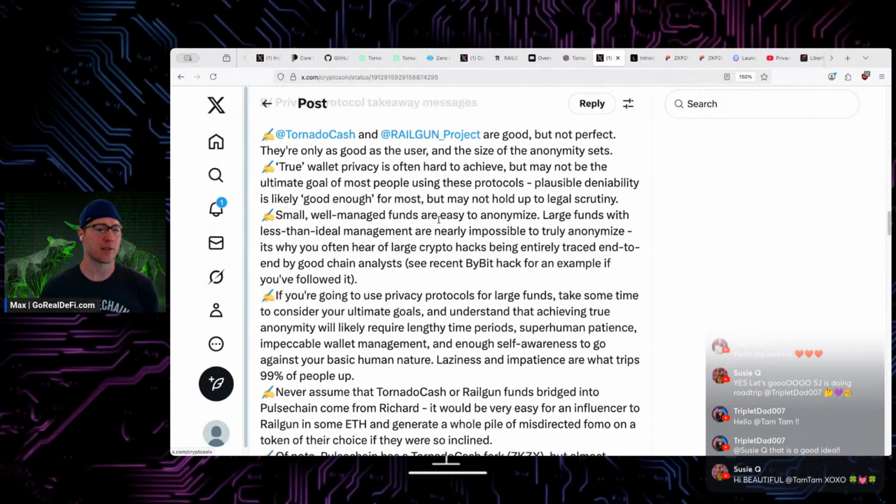Small, well-managed funds are easy to anonymize. Large funds with less than ideal management are nearly impossible to truly anonymize. And it's why you hear of large crypto hacks being entirely traced end-to-end by good chain analysis. See the recent Bybit hack, for example, if you followed it.